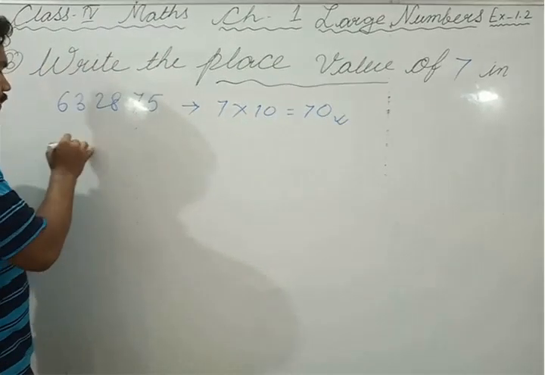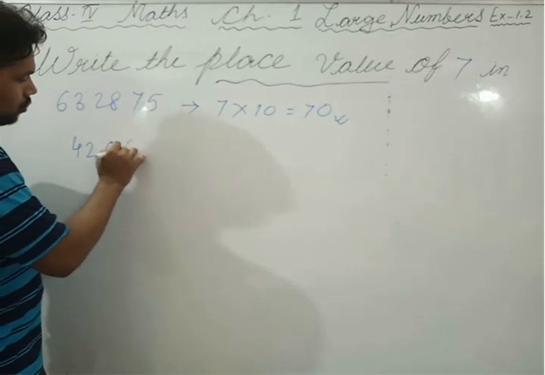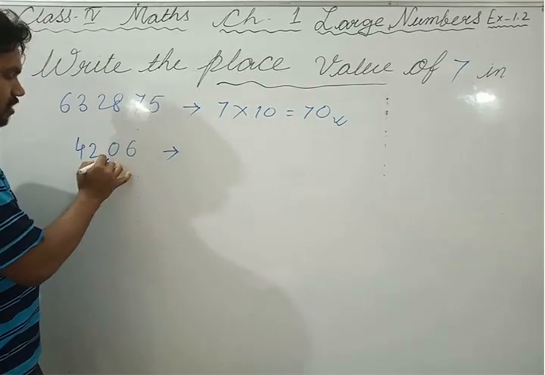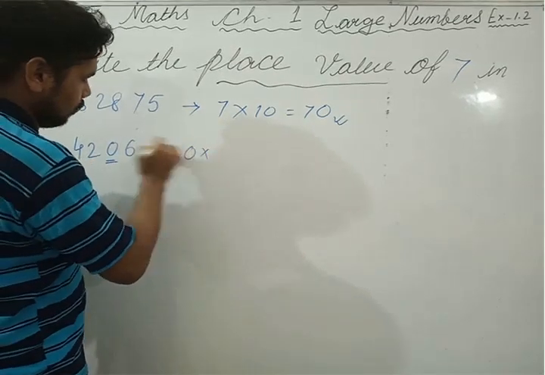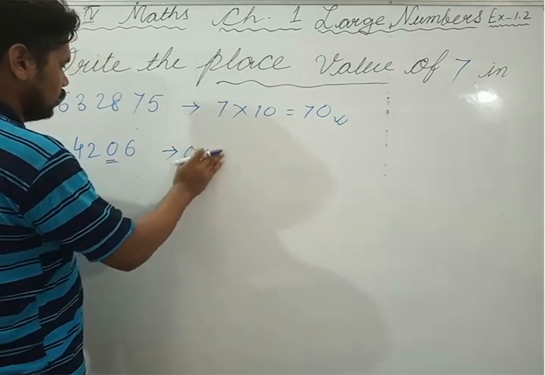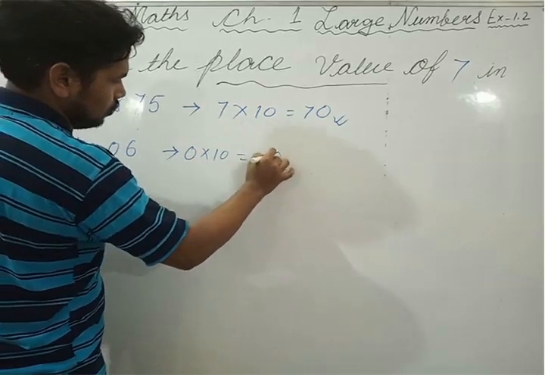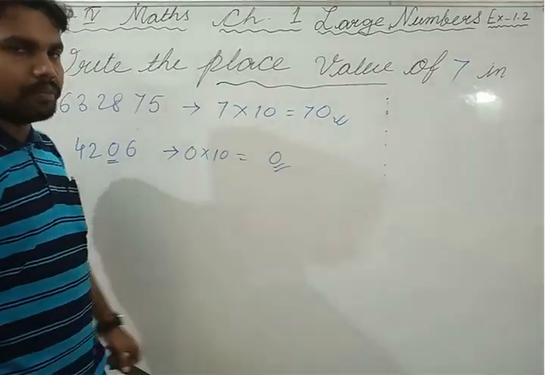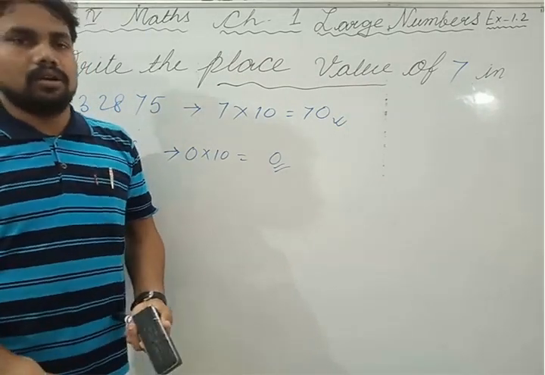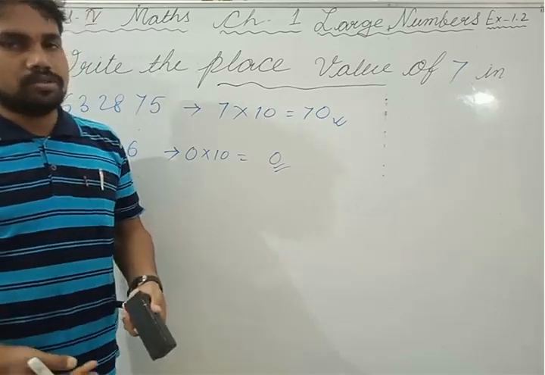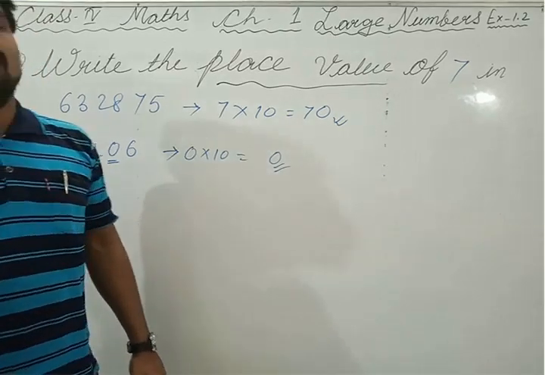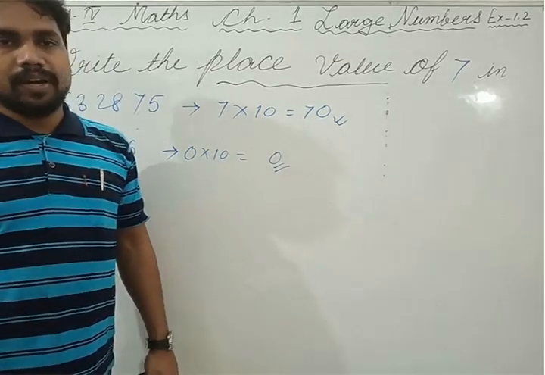We can take another example: 4, 2, 0, 6. So what is the place value of 0? It will be 0 multiplied by the place, 10. So 0 into 10 will be 0 only. So the place value of 0, wherever it may be, will be 0 only, because whenever you are multiplying with those places, it will be 0. So the place value of 0 will be 0 always. So this is how you can find the place value of a particular number.